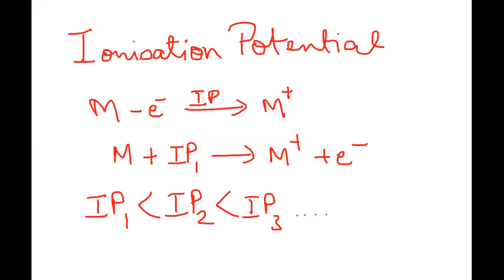This pattern is followed in general terms, but if it comes across any exceptional electronic configurations, then the values may differ from what you are studying right now. The second ionization potential values are usually greater than the first ionization potential values. The next thing you are going to study is the variation of the ionization potential across the period and down the group, and what are the factors that influence it.